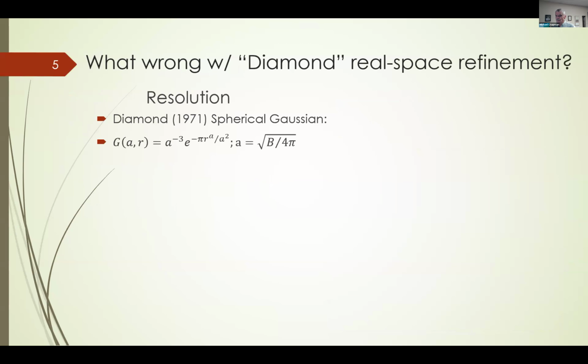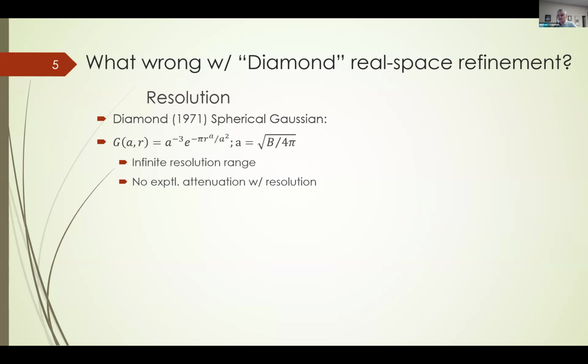Now, Bob Diamond had demonstrated a perfectly good algorithm, and why is nobody using it at this point? At the heart of his method, Bob Diamond was calculating the density contribution of each atom as a spherical Gaussian, and I think Pavel showed the formula earlier. This is with the assumptions that the data of infinitely high resolution are not attenuated with resolution.